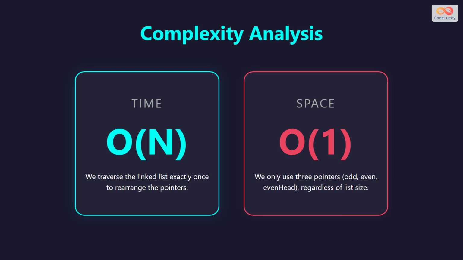Finally, let's look at the efficiency. The time complexity is big O of n because we traverse the list exactly once. The space complexity is big O of 1 because we only use a fixed number of pointers to perform the reordering in place without creating any new nodes.